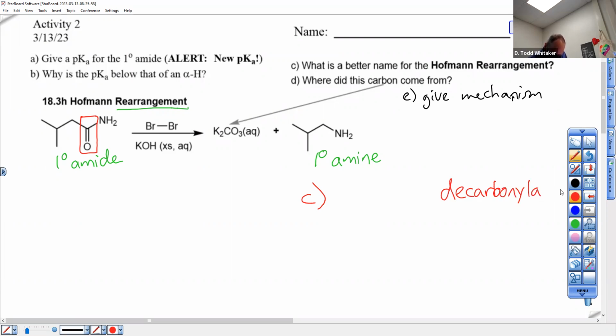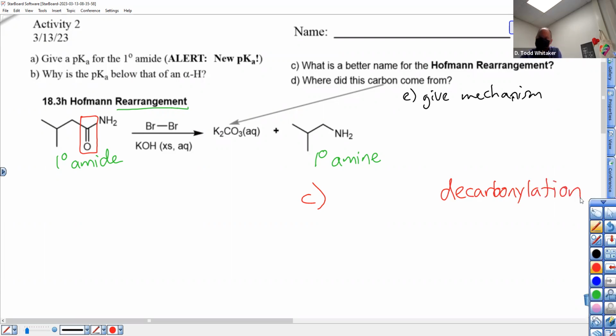Careful. Decarbonylation. That's a good name because this is a carbonyl, isn't it? And I would just say primary amide decarbonylation is a perfect name. That covers everything that happened. I know it's a lot longer than Hofmann, but rearrangement's a big word. I do like the fact that he has rearrangement in the name. It reminds you that during this mechanism, there will be a rearrangement. But that's a nice name.